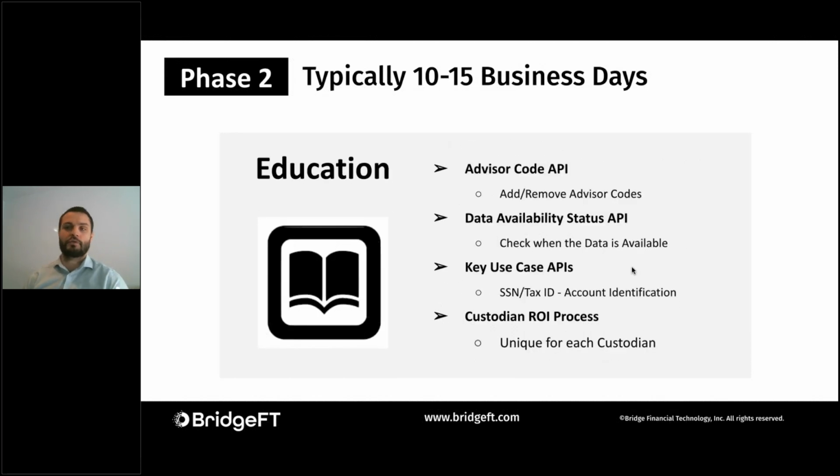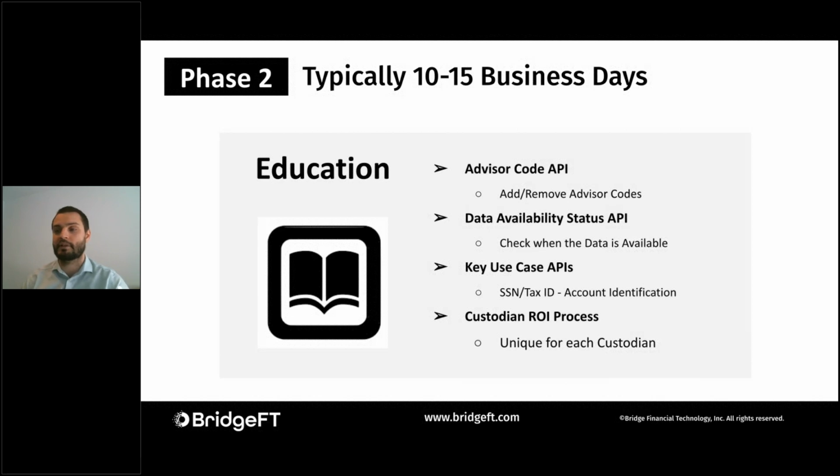Perfect. So phase 2, it takes a little bit longer, about 10 to 15 business days, and like I said, more of an educational phase where we want to educate the client on our core APIs to make sure that they're equipped for success in building out to our APIs. So the first core API is an advisor code API, which allows you to have access to the data and see the data. You can add or remove advisor codes, so you can see the data that you want when you want it. Very important, because if you don't add the advisor codes, then you won't see the data.